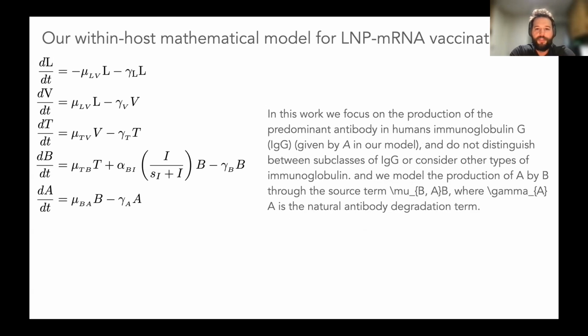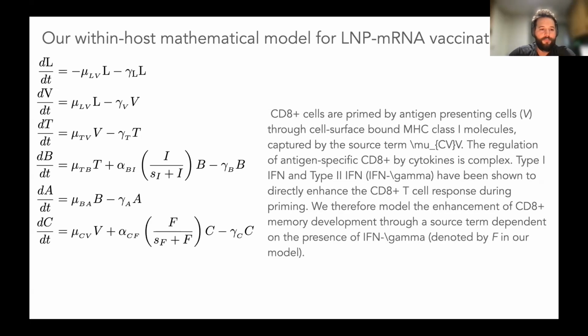So then plasma B cells being the primary producers of antibodies, so we focus on the production. Predominantly, we're going to focus on IgG because all the data, I found very good data sets for IgG, so we're focusing just on IgG in this paper, and it's given by A in our model. And we don't distinguish between subclasses of IgG in this paper either. And so we model the production of IgG through the source term from plasma B cells. And of course, we have a natural degradation term for that IgG protein as well.